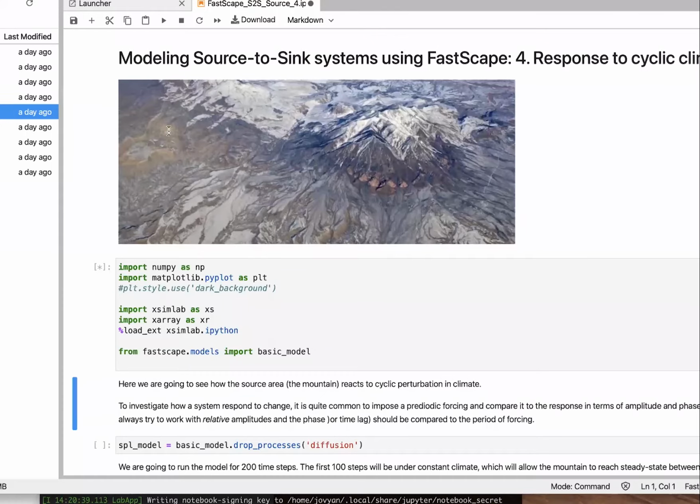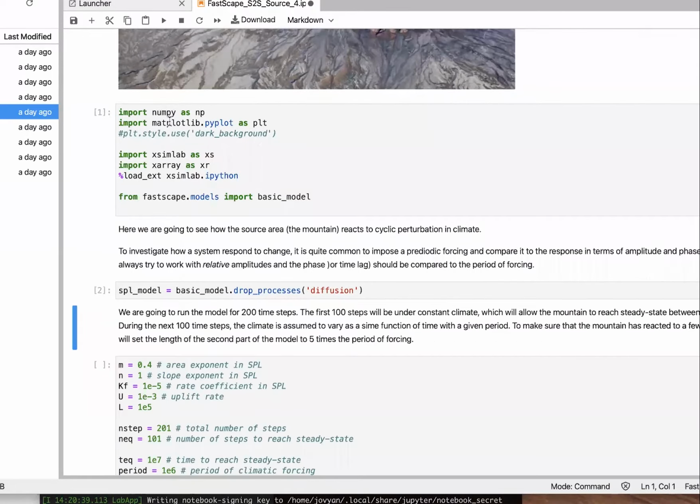Load FastScape and all the libraries we need. We remove the diffusion components, and then we're going to run a model which has this characteristic here: m equals 1, an uplift rate of 10 to the minus 3, so 1 millimeter per year, and a model size of 100 kilometers by 100 kilometers.